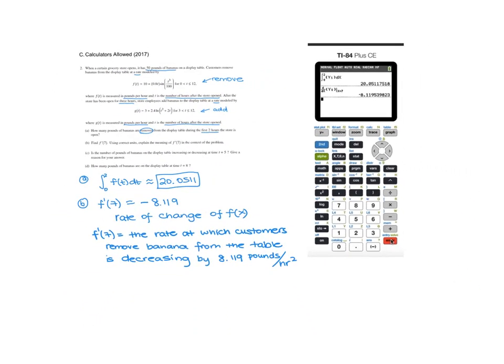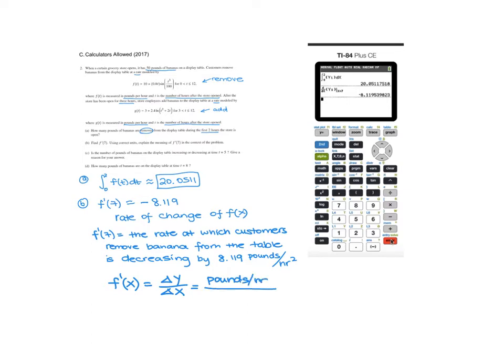Now the unit is pounds per hour squared because we know f prime is just the slope, which is change in y all over change in x. And in this case, f of t is measured with pounds per hour.